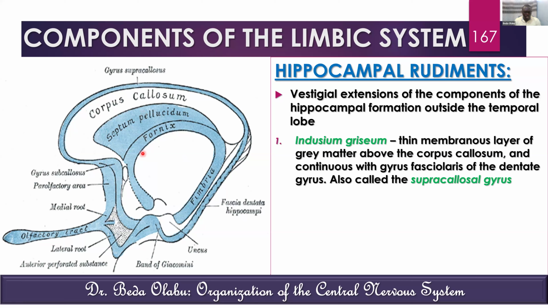In this particular image, you can see the same thing. So that's the supracallosal gyrus or the indusium griseum. And follow with me how it comes on the middle aspect. So this is the genu of the corpus callosum, that's the rostrum of the corpus callosum. And now we see 2 things here.